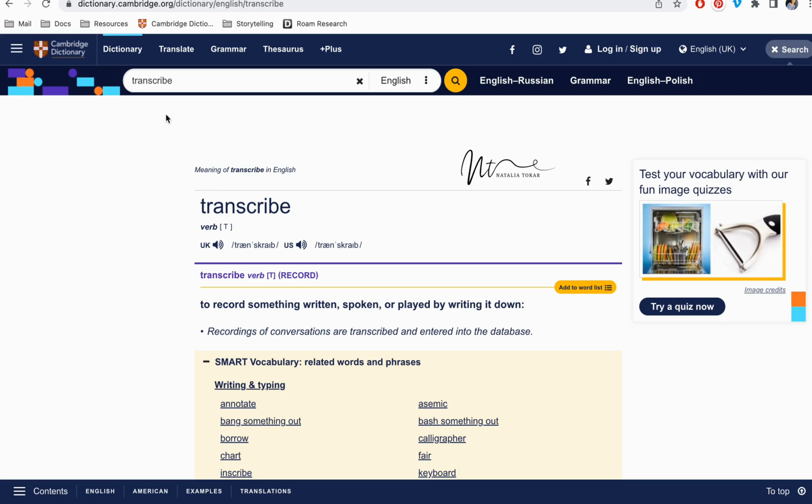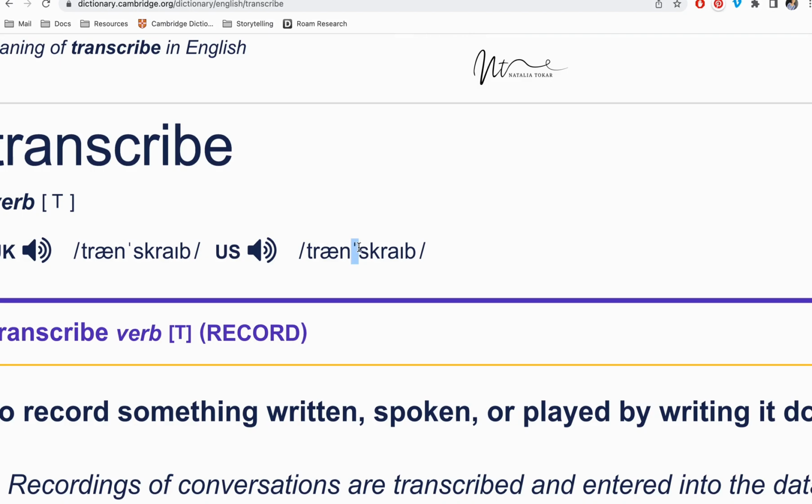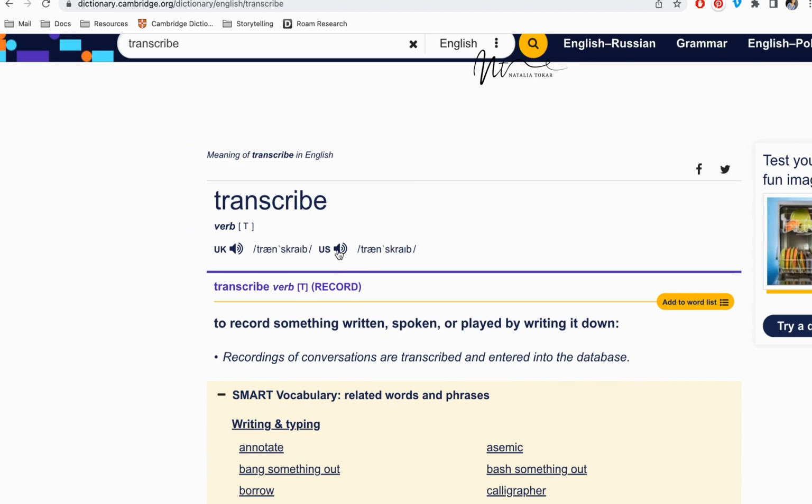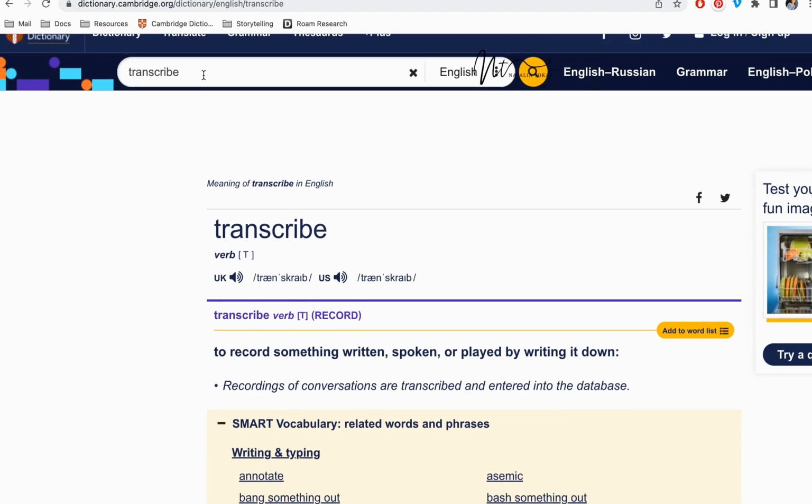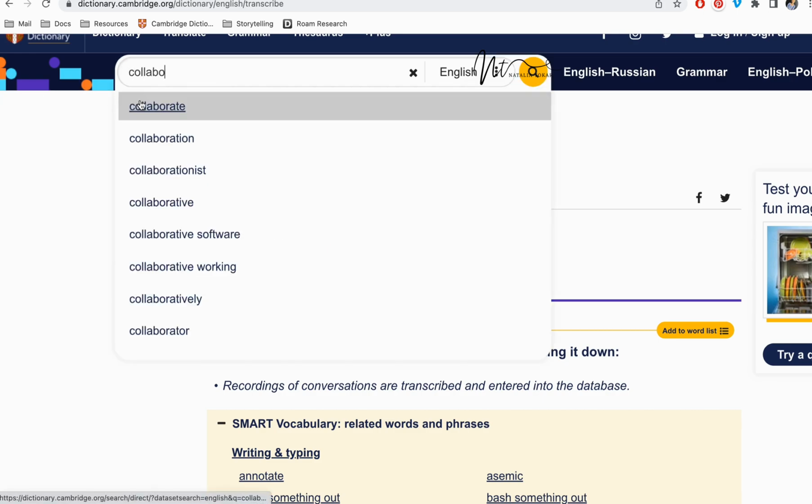You go to any online English dictionary, I like the Cambridge Dictionary, and you listen to the pronunciation of the word. Transcribe. This apostrophe here is placed before the stressed syllable. We need to stress the second syllable. I'm going to show you a few examples of words that a lot of non-native speakers usually mispronounce.